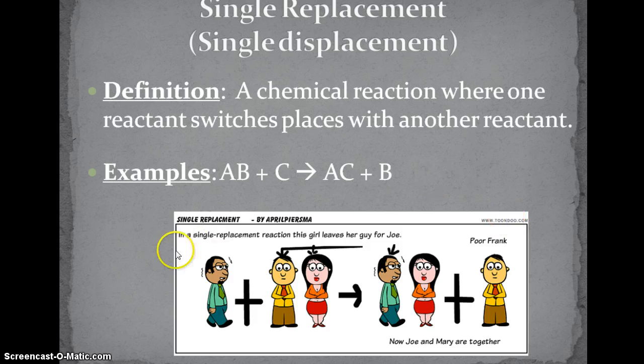This is kind of a funny cartoon down here. We have one single guy, and then a couple over here. And then in a single displacement or a single replacement reaction, the guy that was single is now with the woman, and the other guy is single.